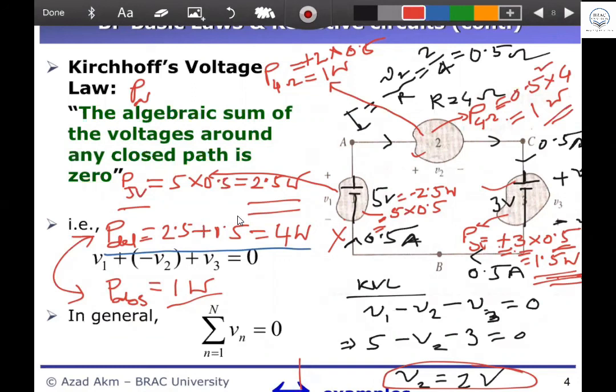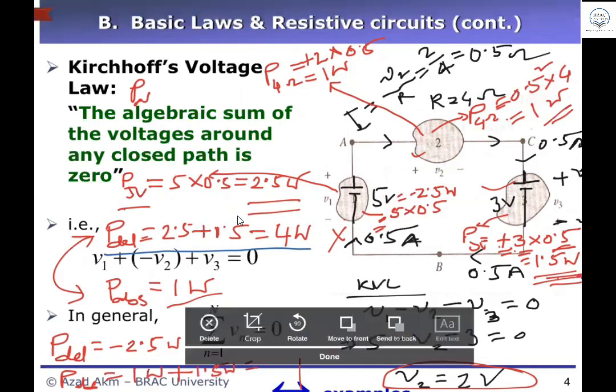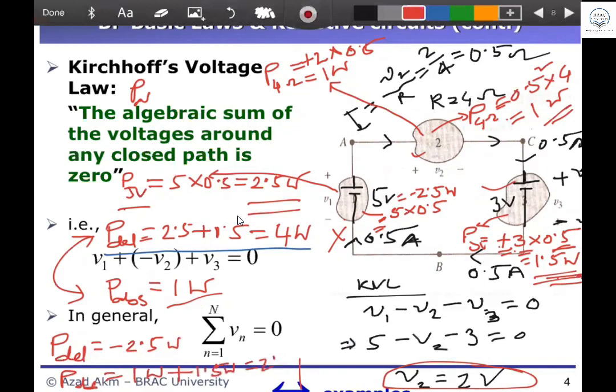So the delivered power is here, I'm writing here, look at it. Delivered power is the negative power, which is minus 2.5, and absorbed power is positive power. Positive power is what? One is the resistor power, which is 1 watt. Another one is the 3-volt battery power, which is 1.5 watt. You got the point? Yes, sir. Okay, what is the total value? 1 plus 1.5, what is that? 2.5. Right. So you are getting 2.5 watt as positive power, which is the absorbed power.